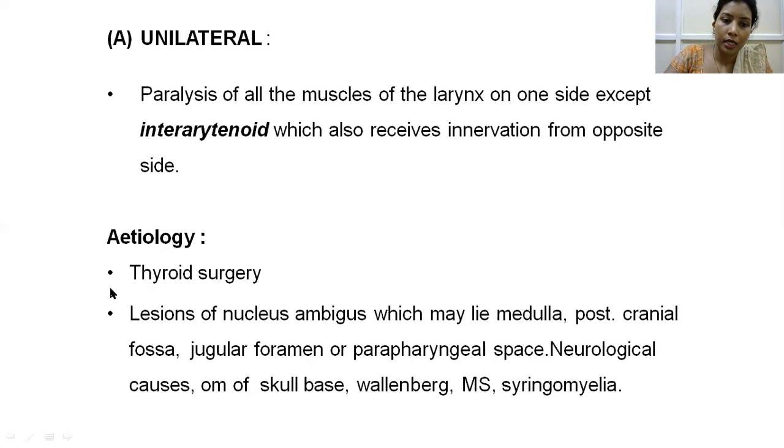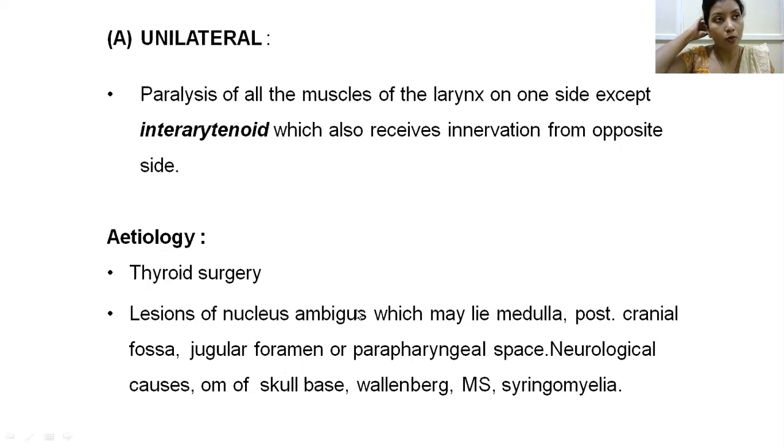So this can be seen in conditions of thyroid surgeries. It is not very common in thyroid surgeries actually, but it is more common in your nuclear lesions. So we have discussed nuclear lesions, conditions such as your multiple sclerosis, Guillain-Barré syndrome, syringomyelitis, Wallenberg syndrome, all these cases, fractures of skull base or osteomyelitis of skull base, all these conditions can cause a unilateral combined vagal paralysis.